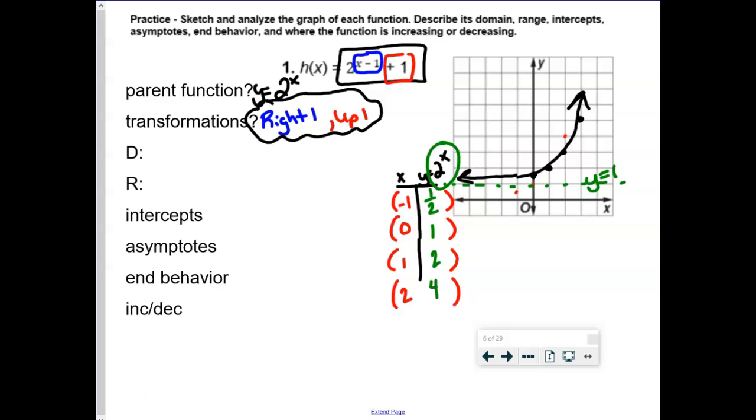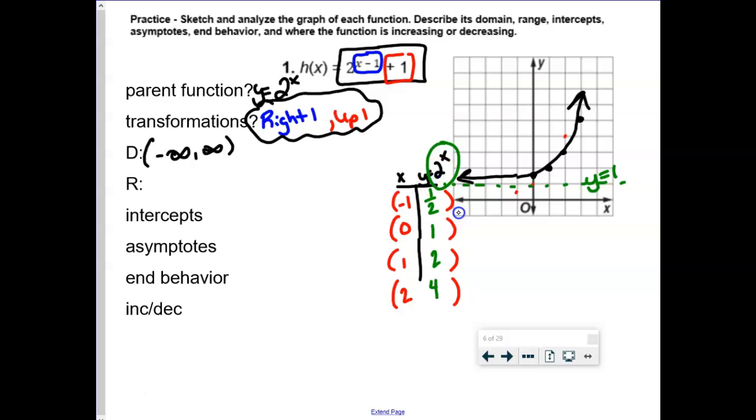So I just want to be clear, on your test on Friday, the ones that you're going to graph for me have no transformations on them whatsoever. It'll be like 2 to the x power or 3 to the x power. It'll be something horribly boring. Okay, the domain of every single exponential function. This is like my favorite question on the whole test. It goes forever, negative infinity to infinity.